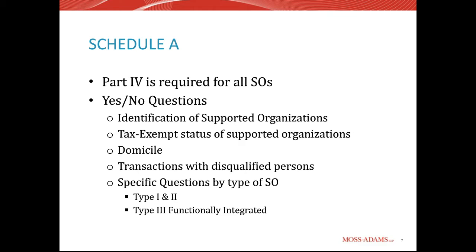Sections D, E, and F are for Type 3 supporting organizations, with Section D applying to functionally integrated and non-functionally integrated and dealing with control similar to Sections B and C. So there's a lot of new rules out there. It's really important to review the instructions if you haven't already to understand what those are.